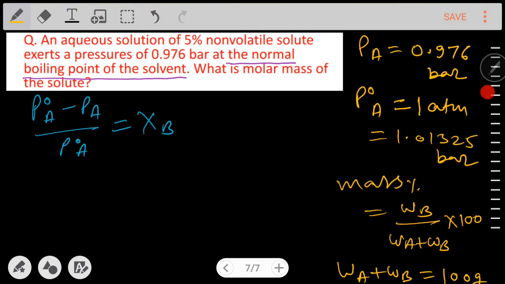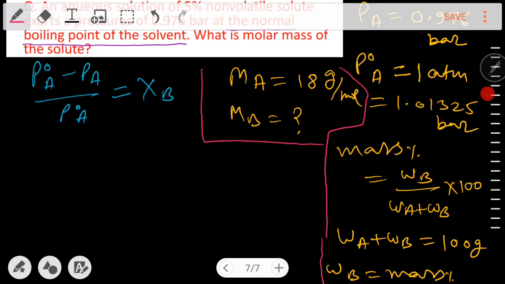As usual, MA, the molar mass of solvent, is 18, because the solvent is again water, the solution is aqueous, so the molar mass is 18 gram per mole for the solvent, and MB you have to determine. So I've recorded here what things are given as per the question.